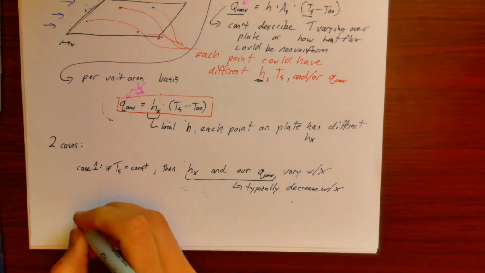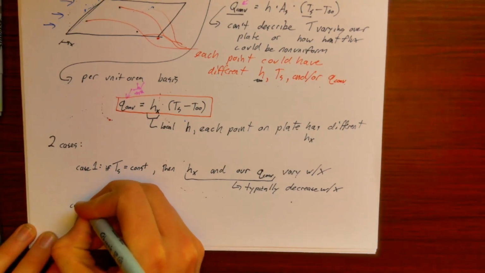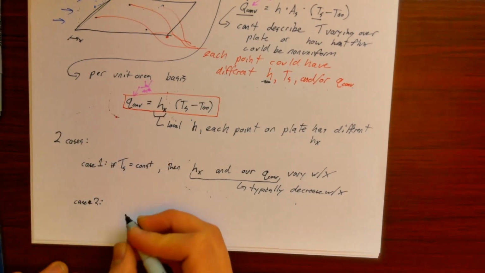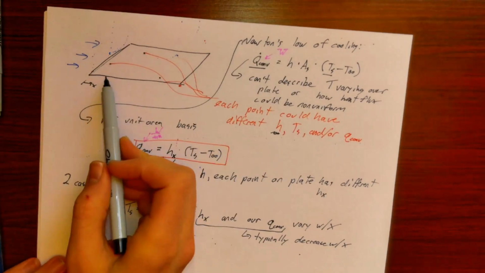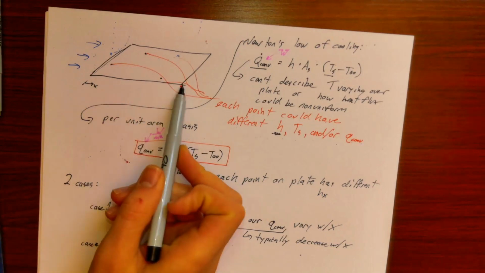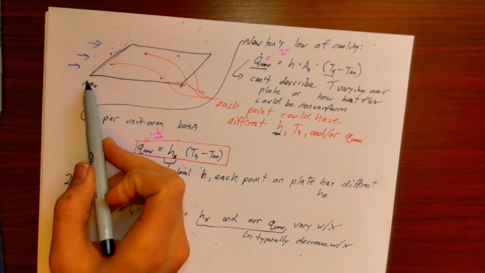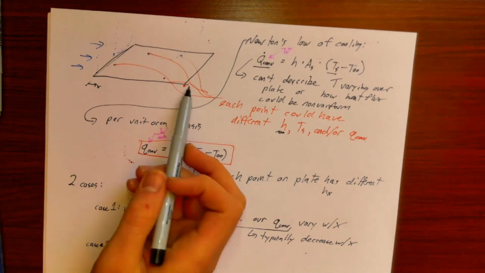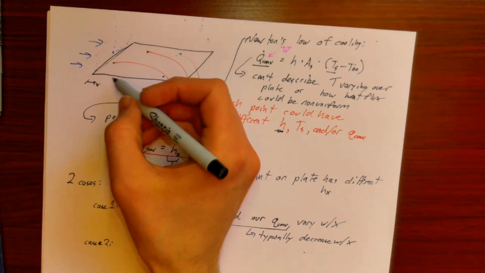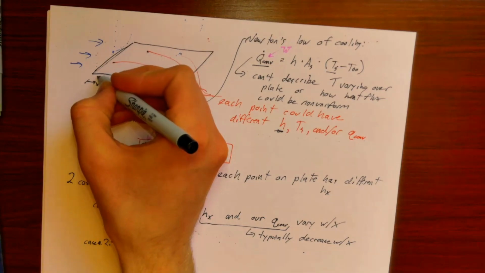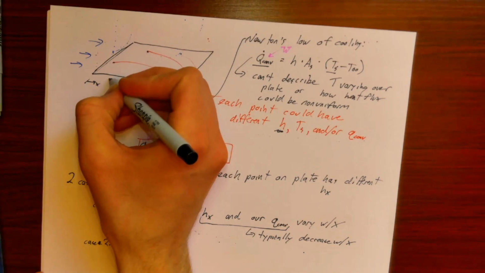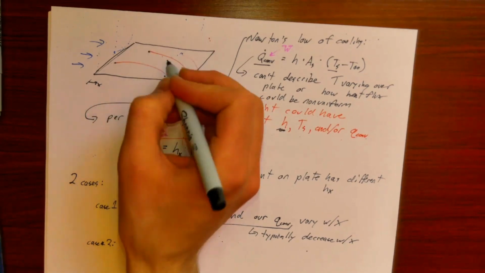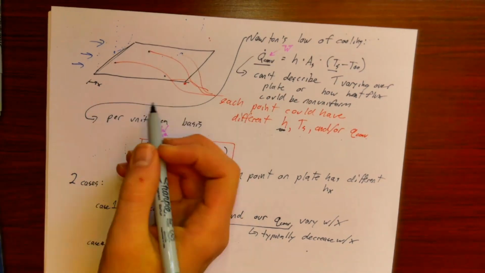Let's look at another case. Case number 2. So not always, it's not always true that we have a constant surface temperature plate, right? We'd only really have a constant surface temperature plate if we had a whole bunch of heaters and a whole bunch of little temperature sensors running little control loops to maintain this at a constant surface temperature. That's not always true.